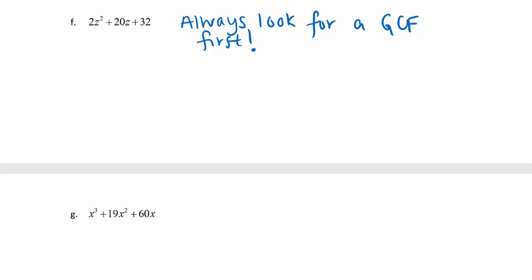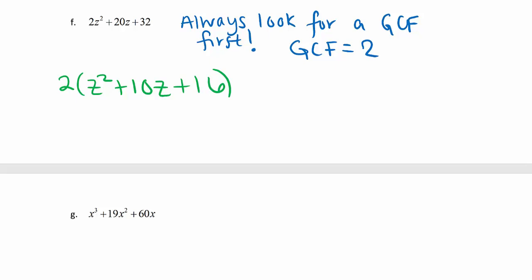Is there a GCF? And in this problem, everything is divisible by 2. And so the first thing I'm going to do is pull out that 2, and I'm left with z squared plus 10z plus 16. Now I can use the new technique that we just learned and try to find two numbers with a product of 16 and a sum of 10.